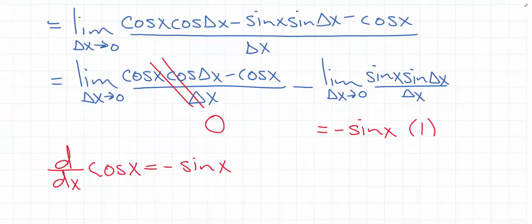Any questions about that? Okay. So that's how we can find it. Now, what we're going to do next time is something called the product rule and the quotient rule. And then we can use that to get the derivative for the other four trig functions.